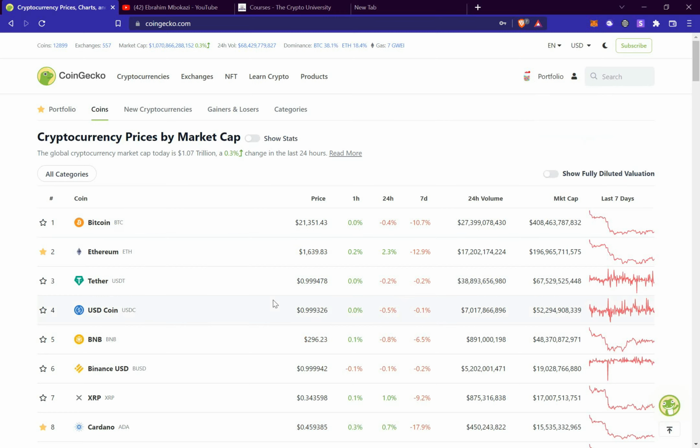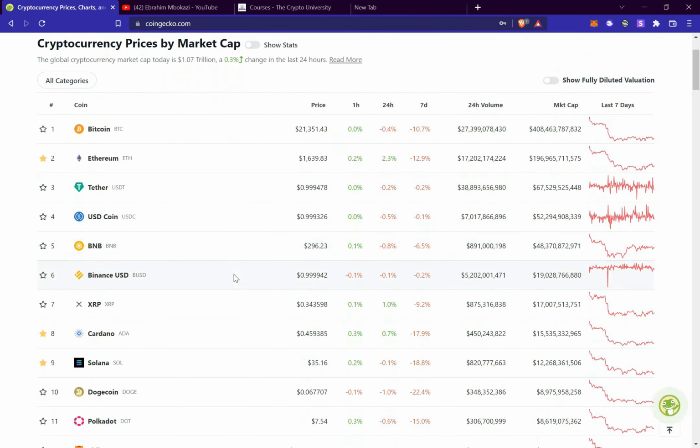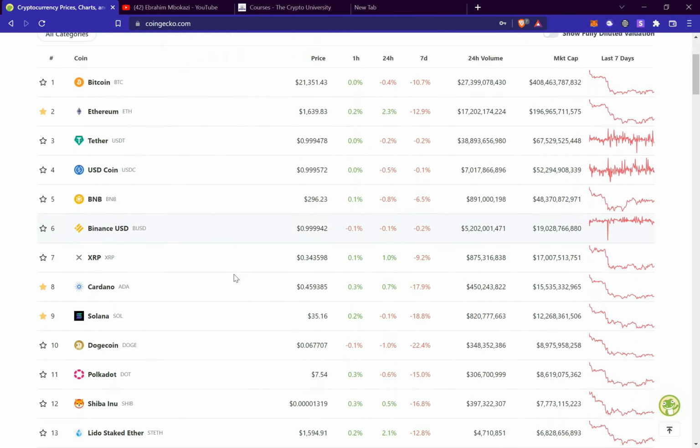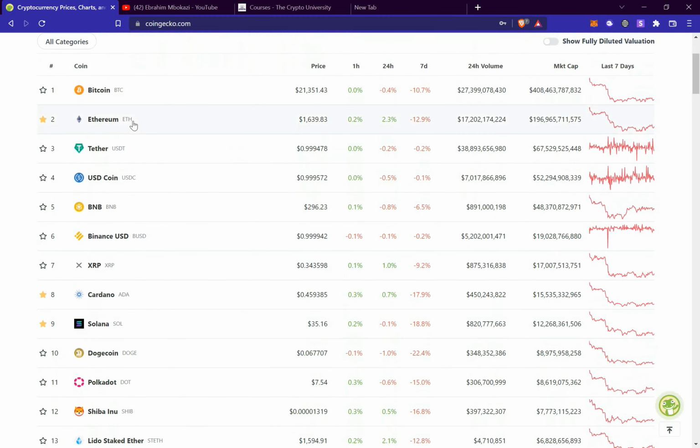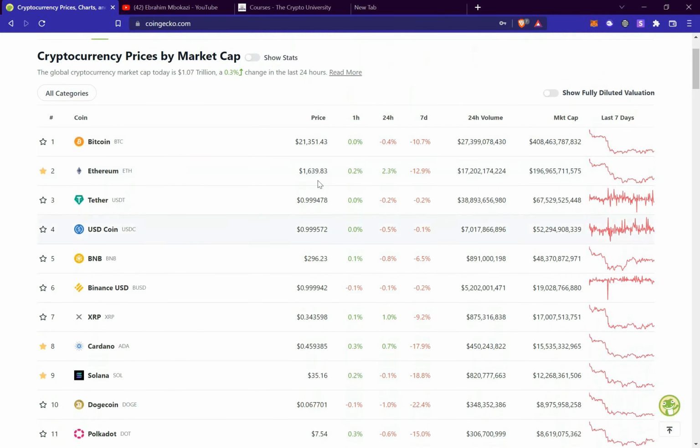And then this is the home page. On the home page you will see all the cryptocurrencies, and on the first page you will see the top 100 cryptocurrencies, starting off with Bitcoin over here. Over here is the price, and over here we can see the 1-hour movement. Over here we can see the 24-hour movement, and over here we can see the 7-day movement.